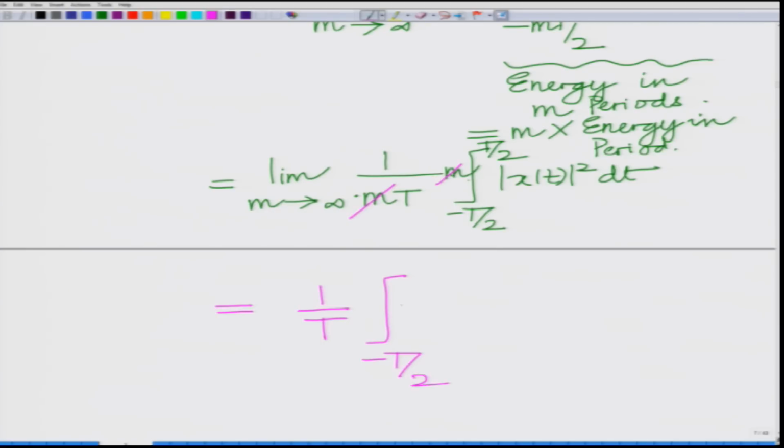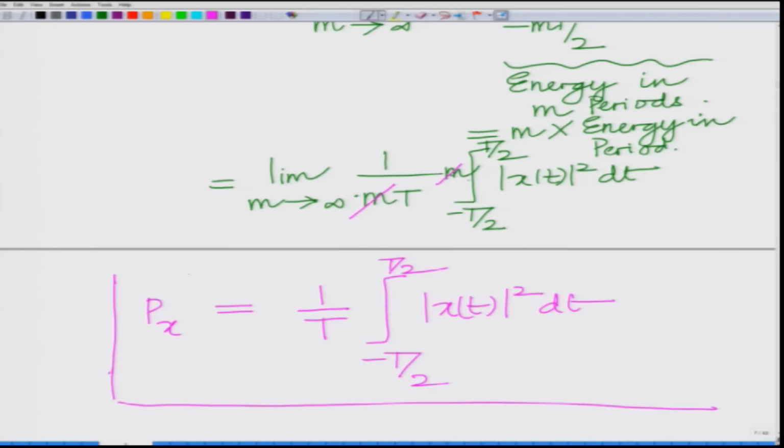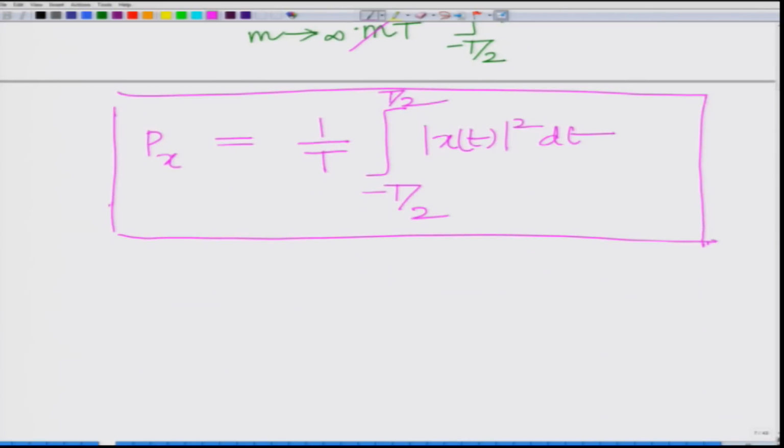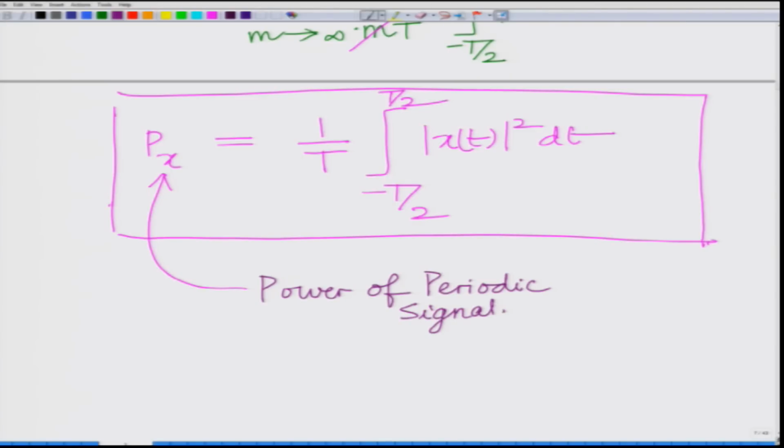integral from minus T divided by 2 to T divided by 2 magnitude x(t) square dt. This is the power Px of the periodic signal, this is the power of a periodic signal.